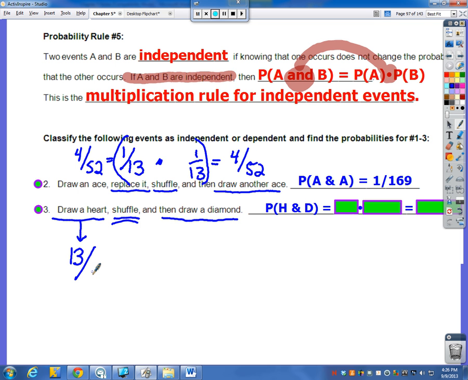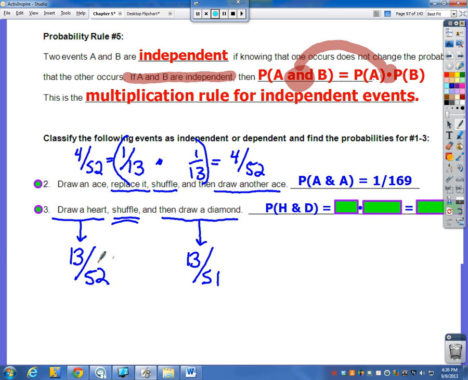So I have a 13 out of 52 chance of pulling a heart. But notice there's one little difference here compared to the ace problem. I don't put the heart back, okay? So now is drawing a diamond 13 out of 52? It's not 13 out of 52. It's 13 out of, well, how many cards are left since I didn't put the original heart back? Well, now there's only 51.